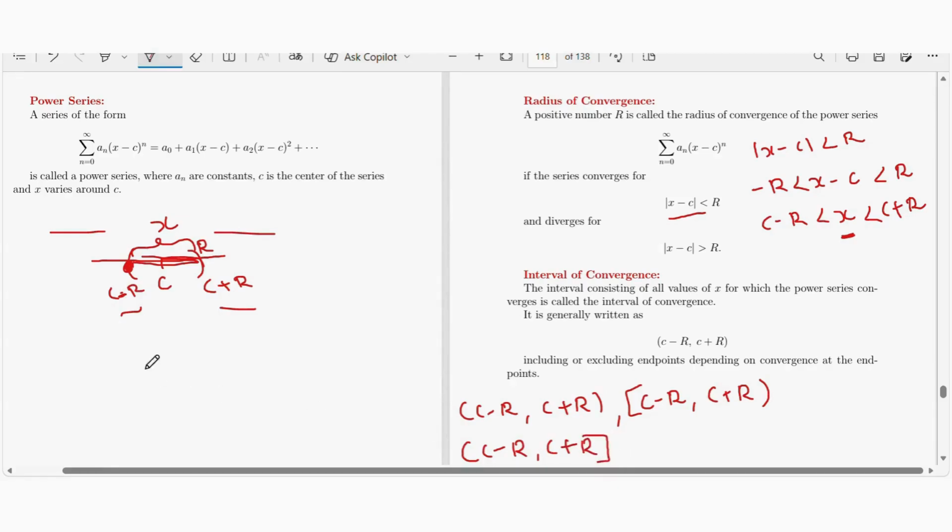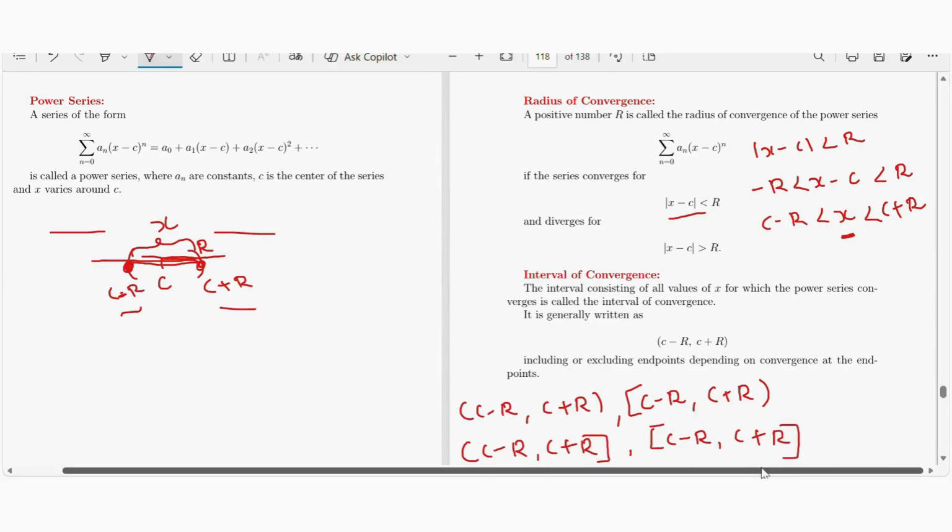closed interval. That means at this point the series is not convergent, but at this point the series is convergent. So that's why we exclude this point and include this point. And next, at both the end points the series is convergent. So we can write in this way.